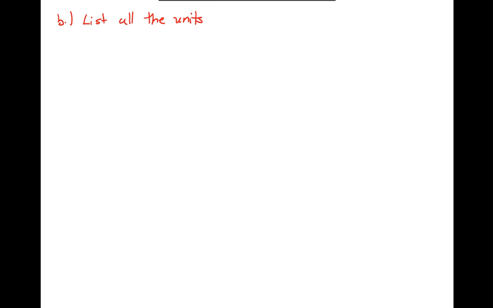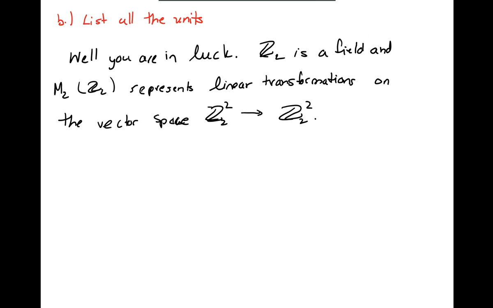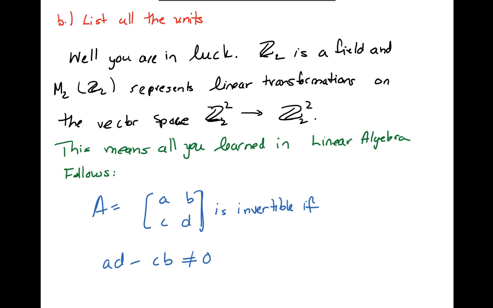So the next part of this problem, they wanted you to list all the units. You're in luck. If they had said Z4, you would have been in a bit of trouble. But Z2 happens to be a field. And because M2 of Z2 represents linear transformations on the vector space Z2 to Z2, 2 component vectors, instead of R2 to R2, you have Z2 squared to Z2 squared, 2 component vectors to 2 component vectors. Well, all the stuff that you learned in linear algebra applies.